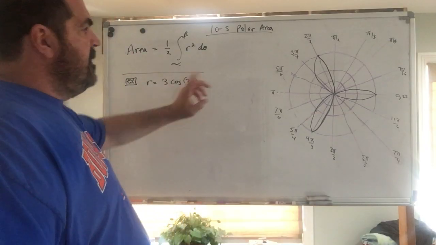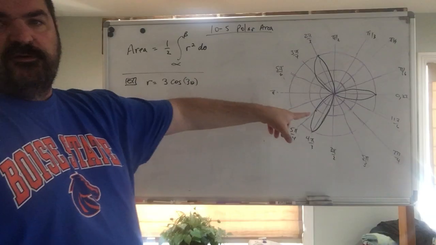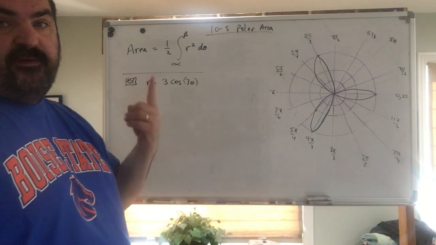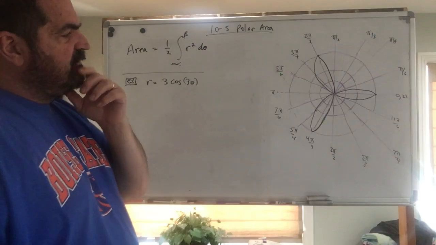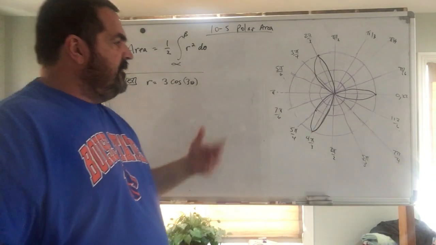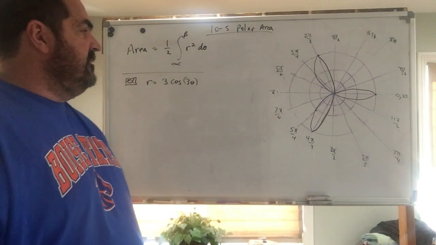All right, video one. Example one, we have the equation r equals 3 cosine 3 theta. So here it's graphed. All right. Now I don't have the directions here, but in your notes it says find the area of one leaf. So we've got to find the area of a leaf. There are 3 leaves that we can see, and they're all the same area. They're exactly the same size.